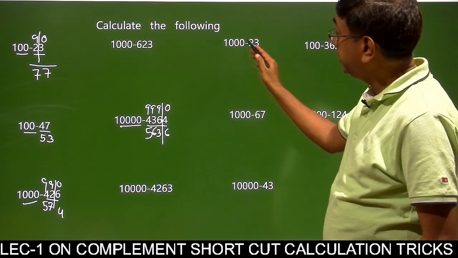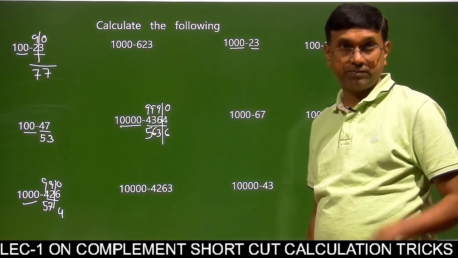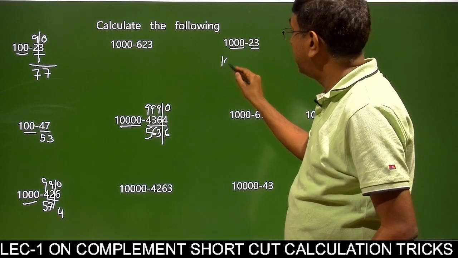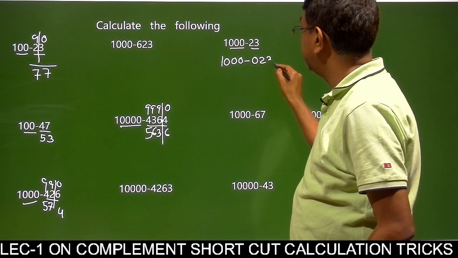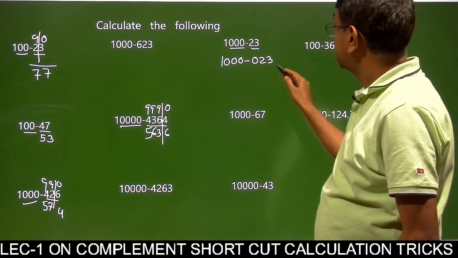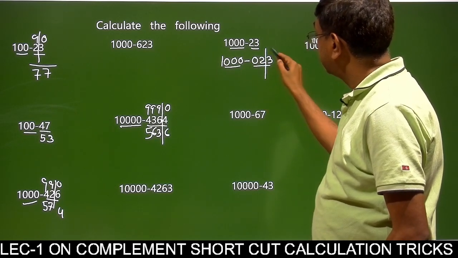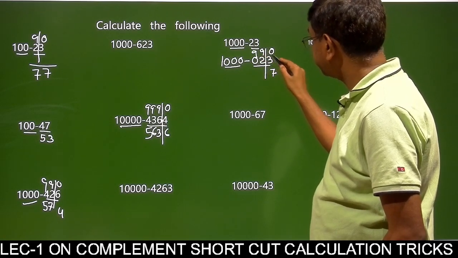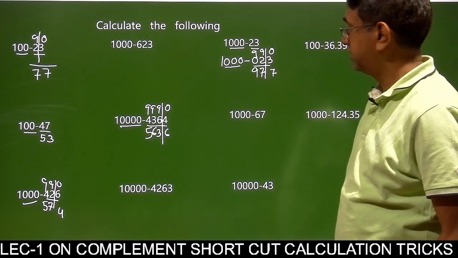But now here you see a difference. Here we have 3 digits, here we have 2 digits. 3 digits and 2 digits. So how do we go about it? We will first write 1000 minus 023. Now this becomes 3, this becomes 3. So this from 0, this from 9. 10 minus 3 you'll get 7. 9 minus 2 is 7, and 977.